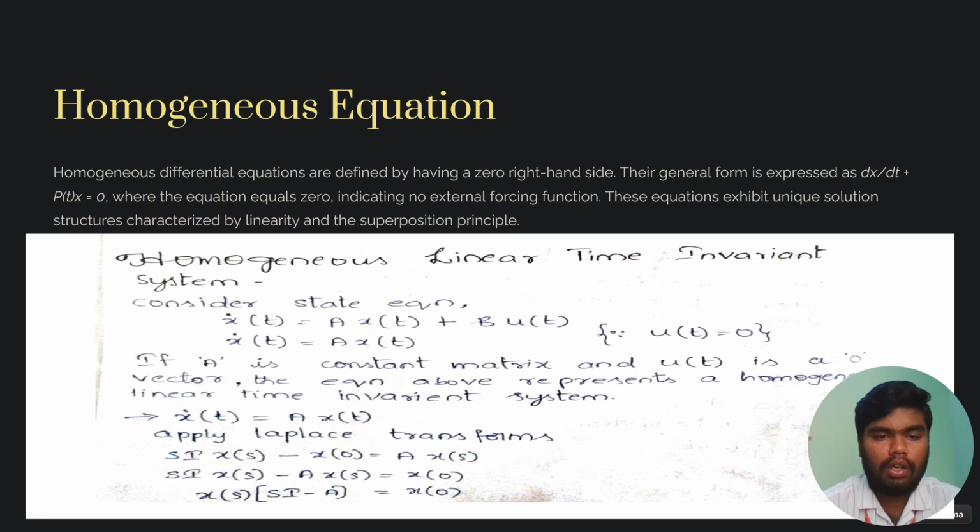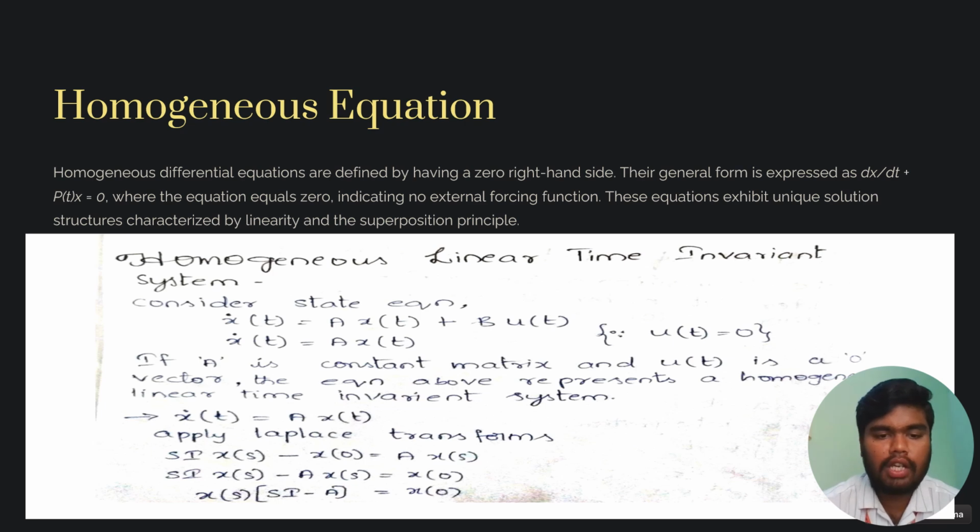Now see the derivation of the homogeneous linear time invariant system. Let us consider a state equation, x dash of t is equal to A into x of t plus B into u of t, where u of t is equal to 0. As we said, the right side of the equation is 0. So x dash of t is equal to A into x of t. If A is a constant matrix and u of t is a zero vector, the equation above represents a homogeneous linear time invariant system.